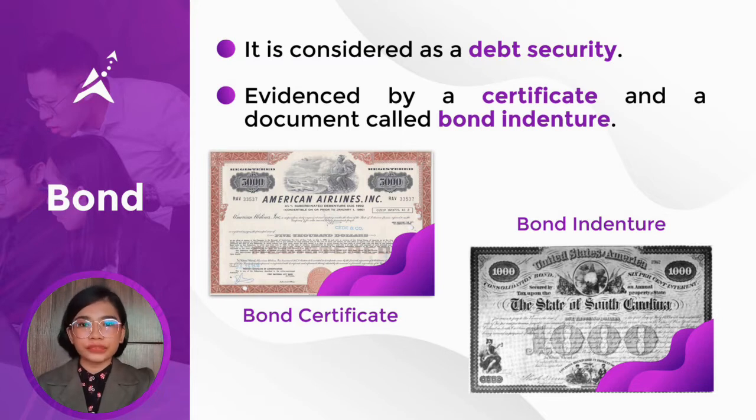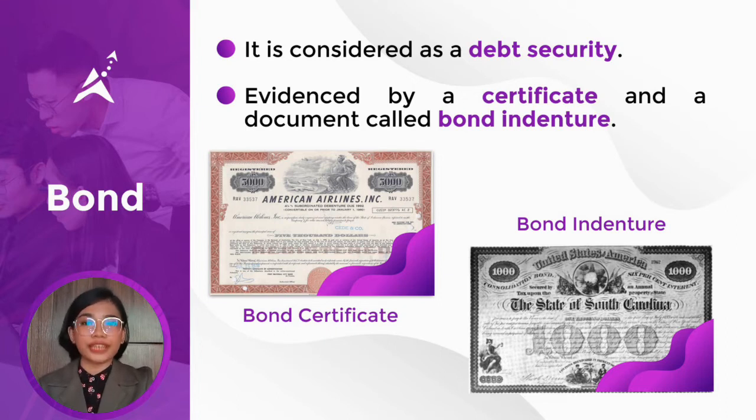Also, it is evidenced by a certificate and a document called bond indenture. So when an issuer borrowed money, they issue a bond certificate to the investor, which generally contains the amount of the money borrowed, the stated interest rate, and the maturity date. However, only limited information can be written in a bond certificate. That's why bond indenture exists. It is a document which shows in detail the terms of the loan and the rights and duties of the borrower and the other parties to the contract.